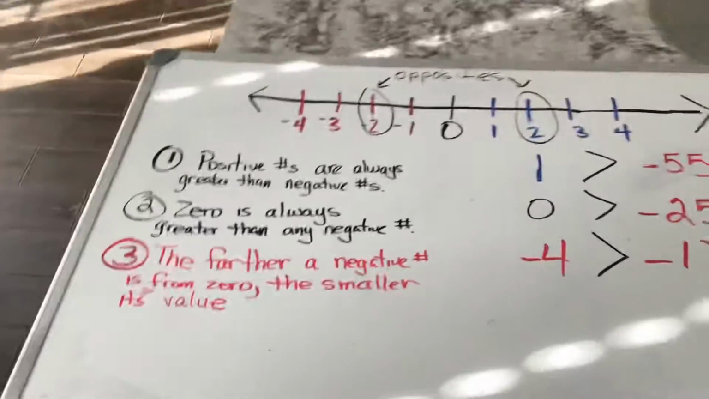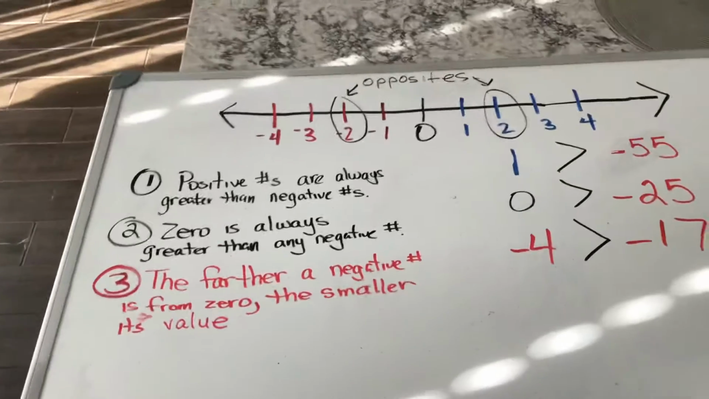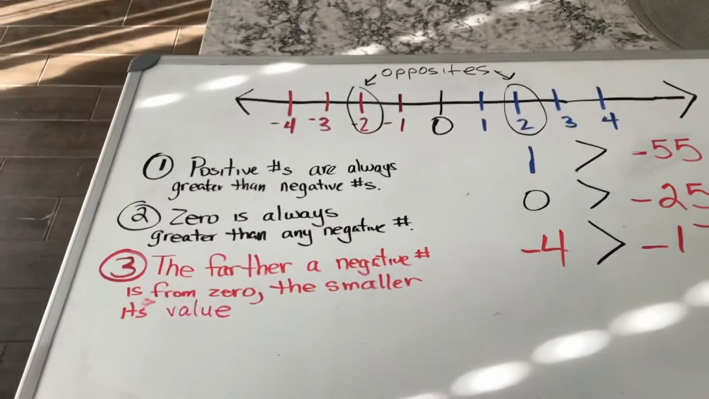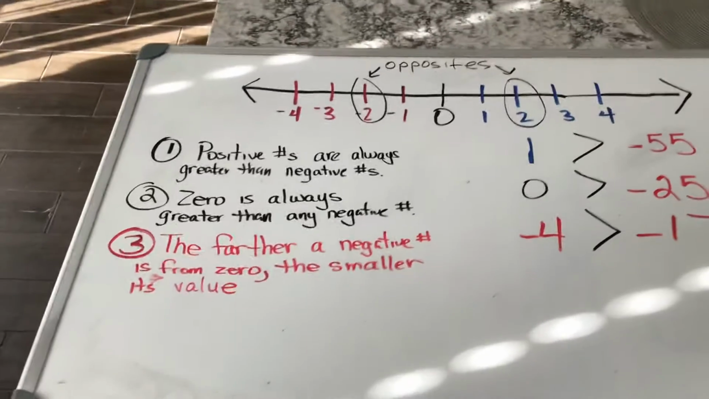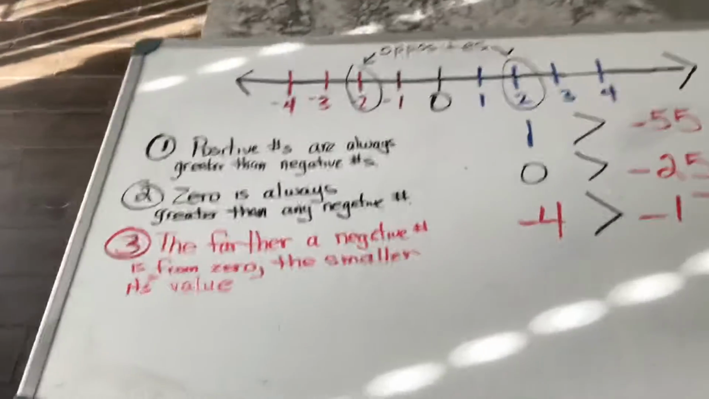A number is an opposite when it is the same distance from 0 on the number line. So you can look at 2 and it is the same distance from 0 as -2. And yes, you can count those on your own. I'm not going to do that for you.